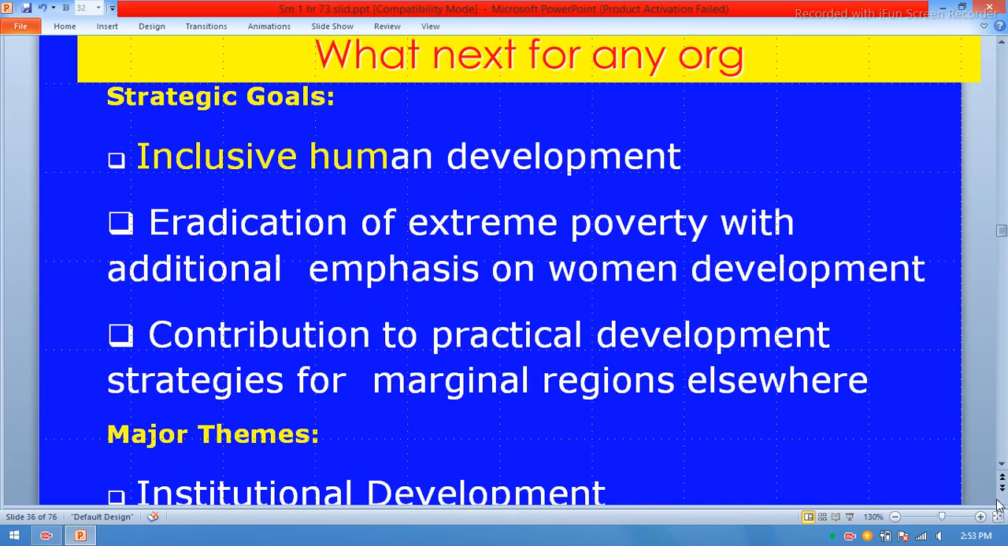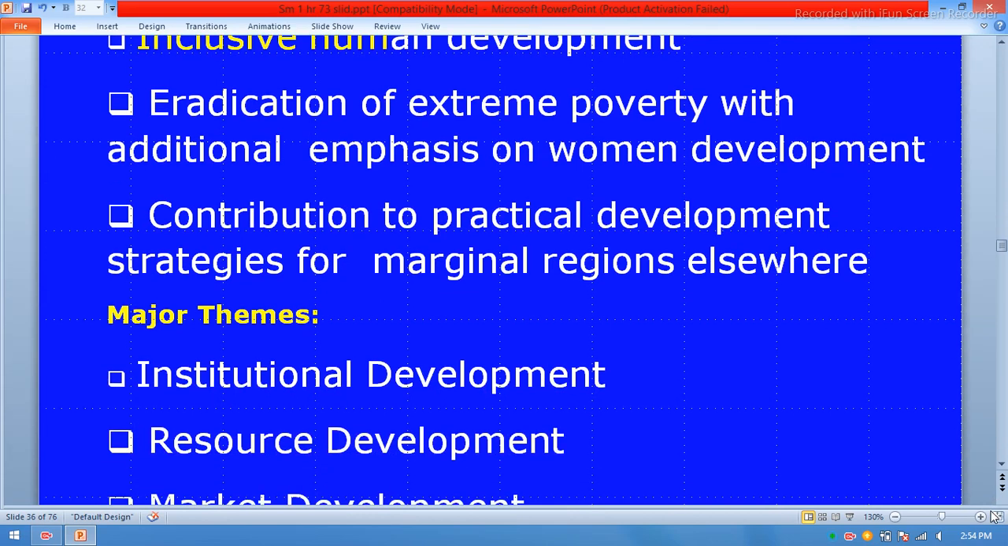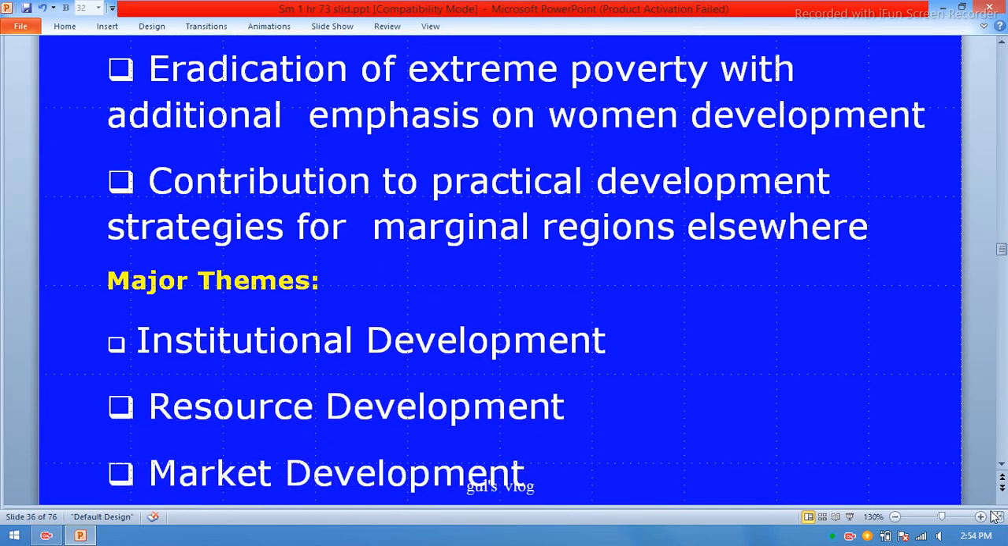Strategic goal: inclusive human development, eradication of extreme poverty with additional emphasis on women's development, and contribution to practical development strategies for marginalized regions elsewhere. Major themes can be institutional development, resource development, and market development.